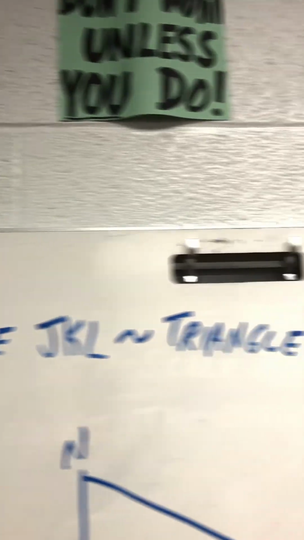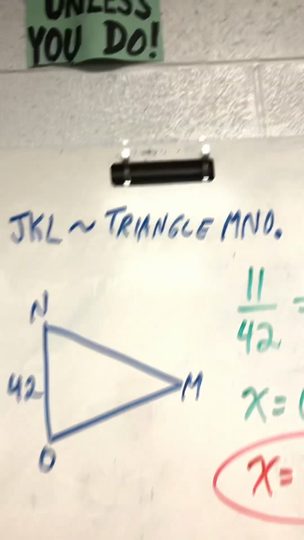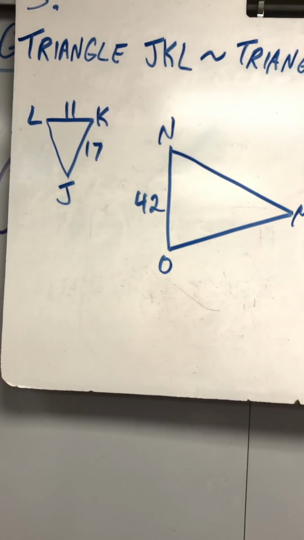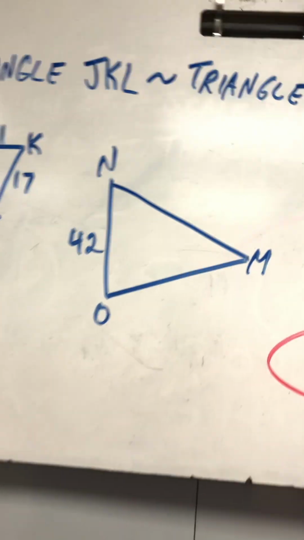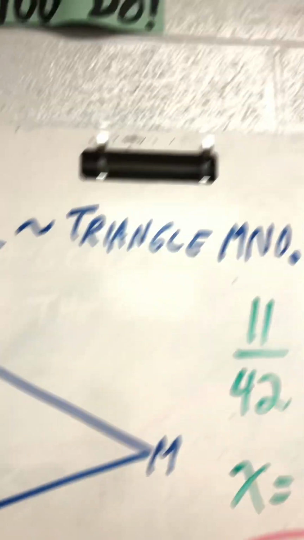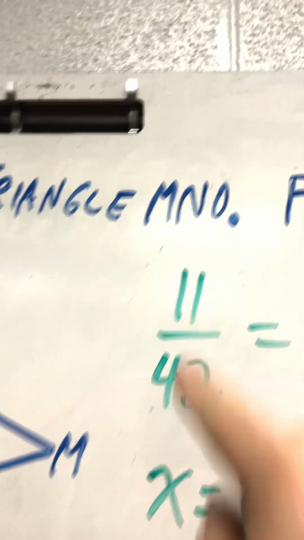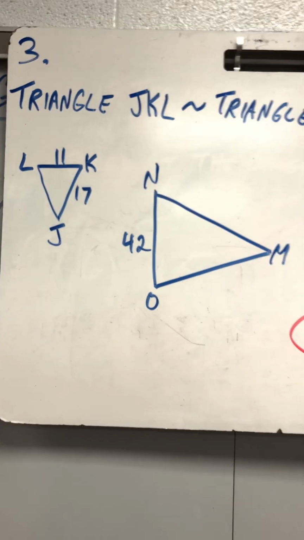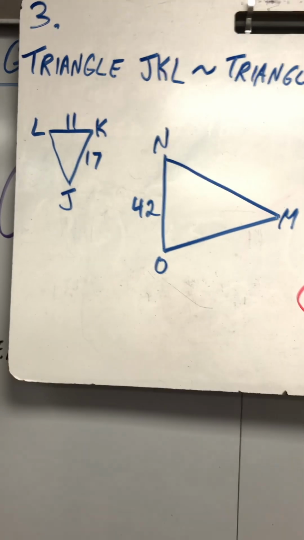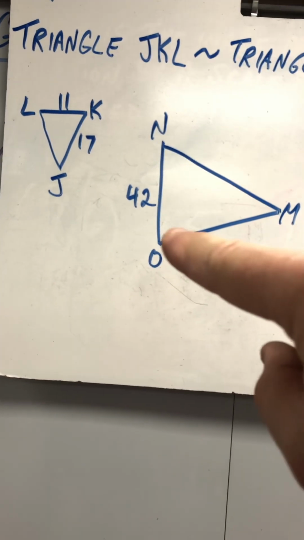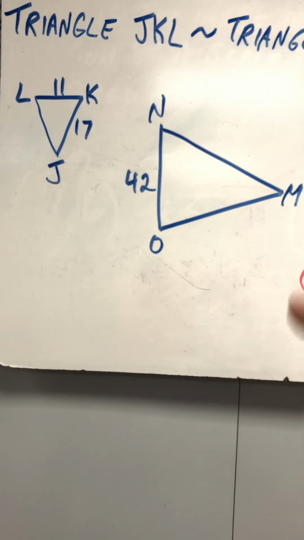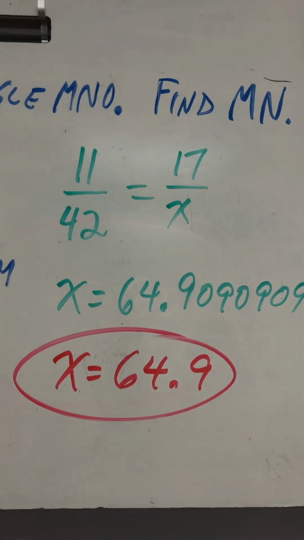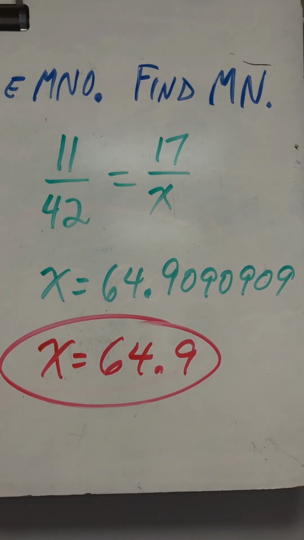JKL is similar to MNO. All right? I'm going to start with 11. That's going to be LK. All right, LK is going to correspond with what? ON, right? So I'm going to put 11 over 42, right? So since I'm going to put 11 over 42, then I'm going to put 17 over X. 11 over 42 equals 17 over X. You get 64.9.